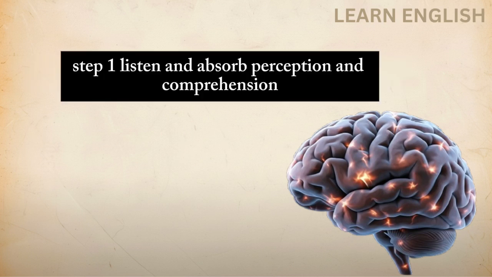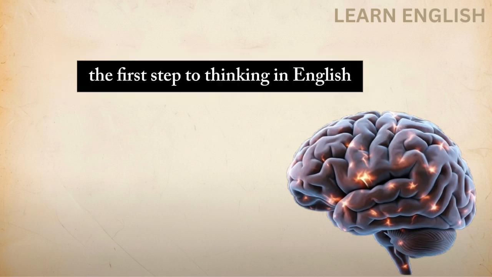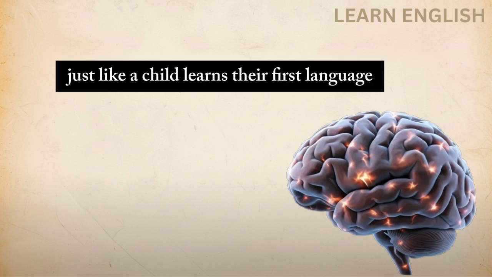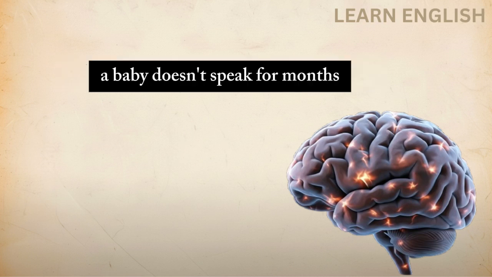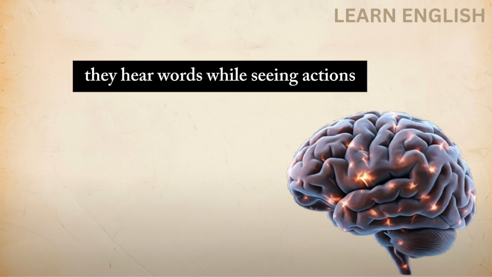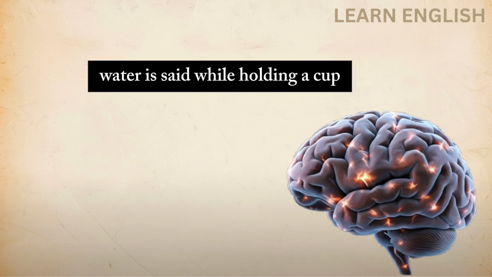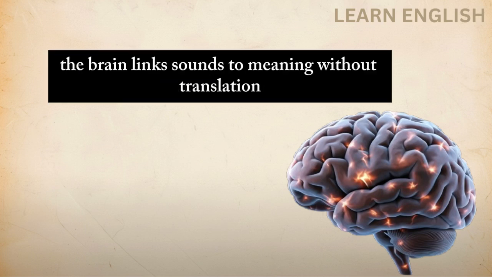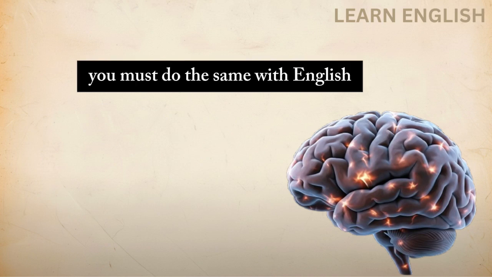Step 1. Listen and absorb. Perception and comprehension. The first step to thinking in English is to train your brain to receive and understand English directly, just like a child learns their first language. A baby doesn't speak for months, but they listen constantly. They hear words while seeing actions. Water is said while holding a cup. Sleep is said at bedtime. Over time, the brain links sounds to meaning without translation. You must do the same with English.